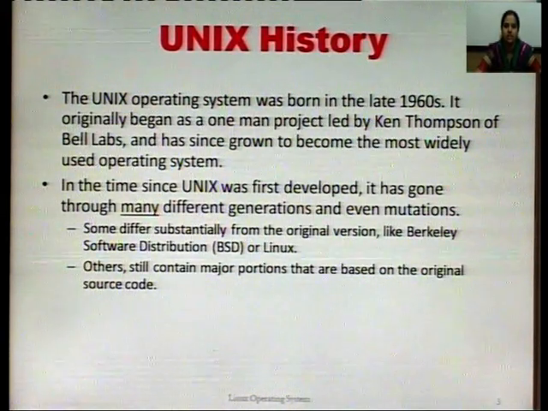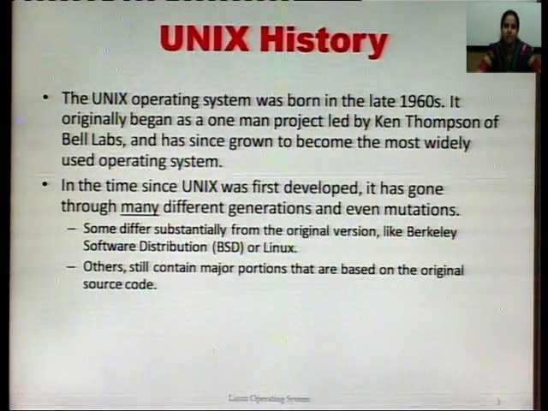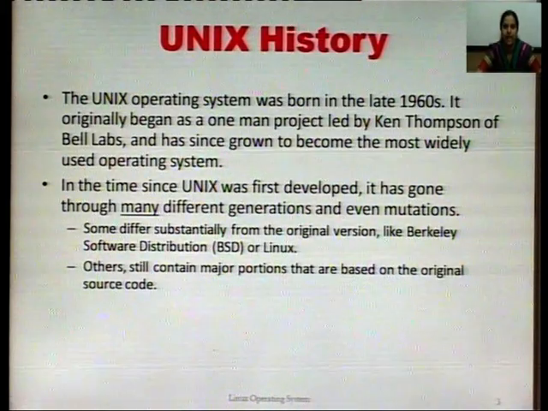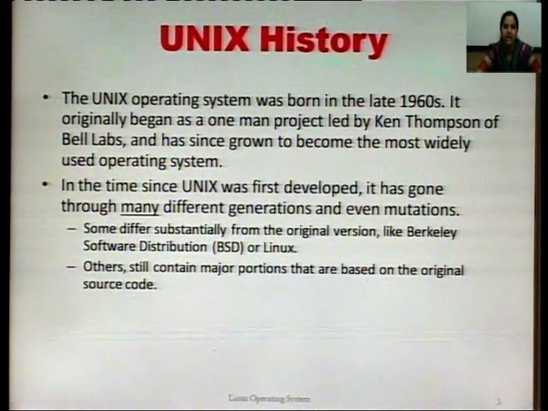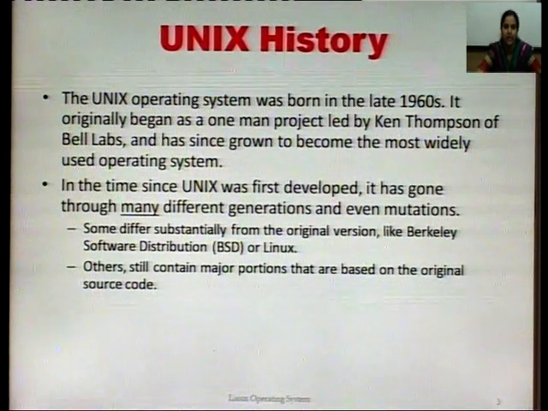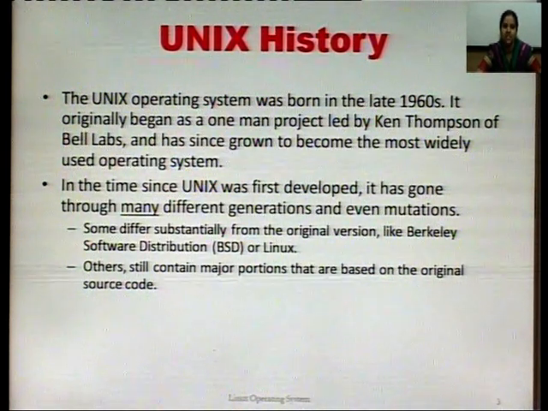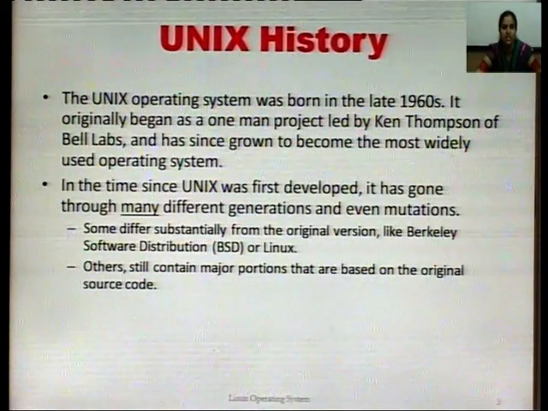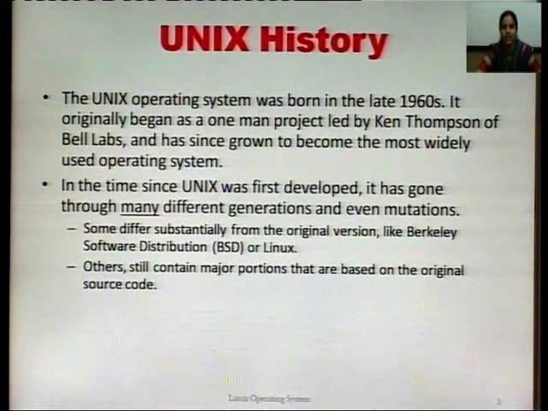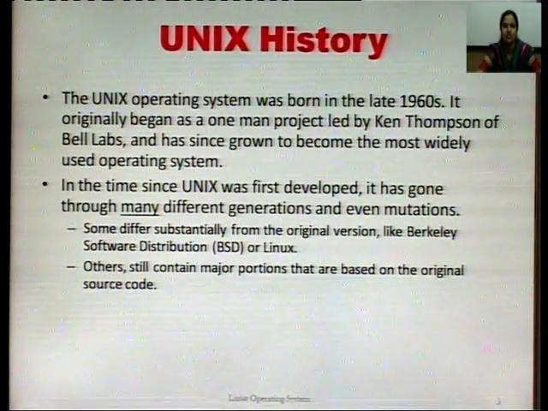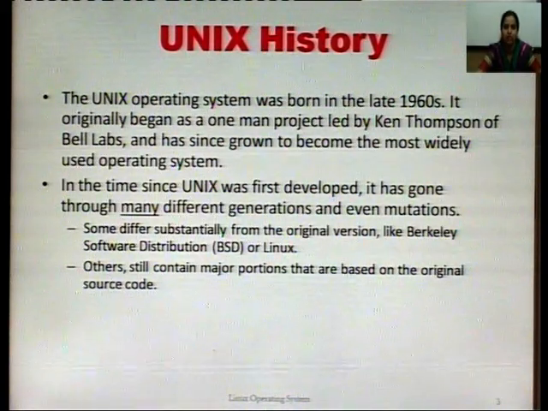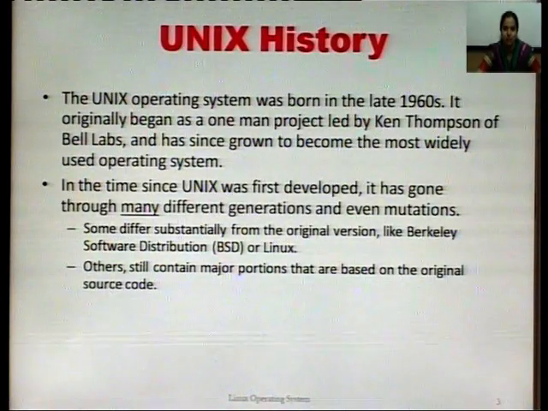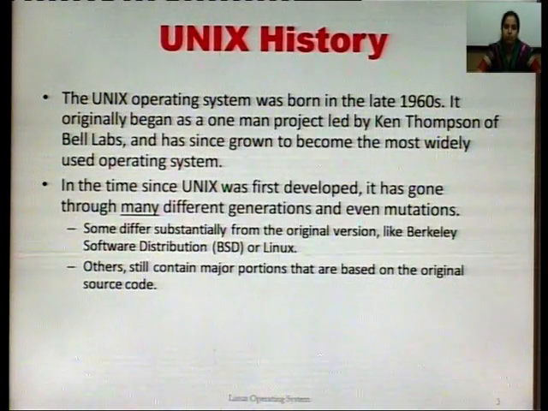The Unix operating system was born in the late 1960s. It originally began as a one-man project led by Ken Thompson of Bell Labs and has since grown to become the most widely used operating system. Since Unix was first developed, it has gone through many different generations and even mutations. Some differ substantially from the original versions, like Berkeley Software Distribution (BSD) or Linux. Others still contain major portions based on the original source code.